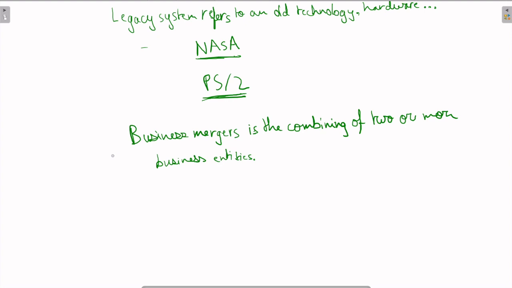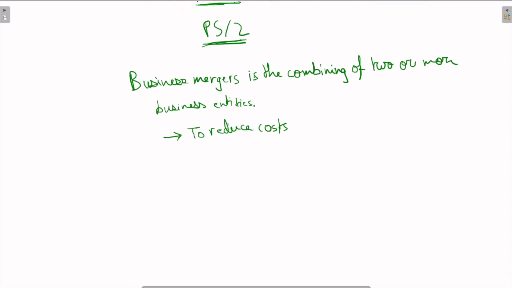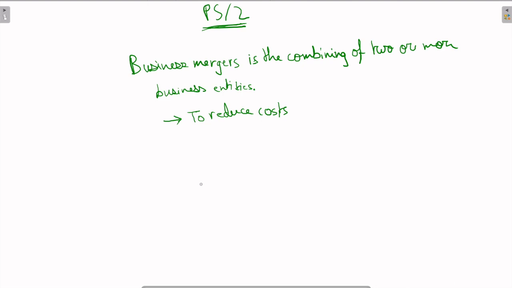You don't need to know the reasons why businesses merge. That's not part of the syllabus itself. But one of them is reducing costs. So think about it. If there are two companies and they join forces, all of their bills, their costs, would merge into one, and therefore it will reduce. So that's one reason why businesses may merge. There are plenty of others, and it again mostly depends on the situations of the businesses themselves.